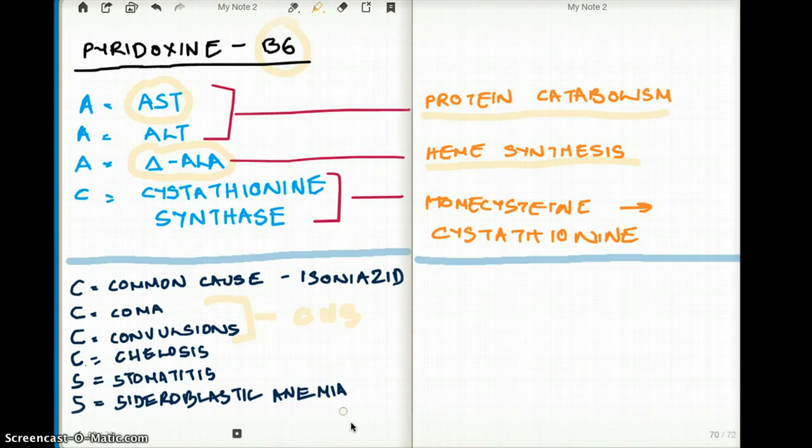So you can remember that it causes CNS toxicity, it causes changes in the tongue, cracking and scaling of the tongue, and it affects the blood, causing sideroblastic anemia. So all these are associated with pyridoxine toxicity. Now let's talk about the pathways where we do see pyridoxine being used.